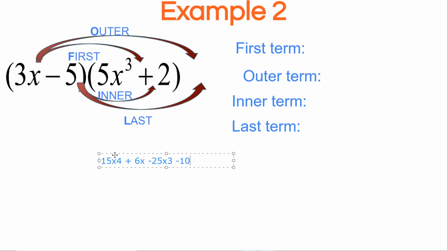So what I've got here, I know it looks a little funky, but 15x to the fourth plus 6x minus 25x to the third minus 10, those don't all combine. But we want to put them in order from the highest exponent to the lowest exponent. So I'm going to put it like 15x to the fourth minus 25x to the third plus 6x minus 10. So this might be one of the more complicated ones, but just know that the FOIL method would work for any of these. Okay? Great.